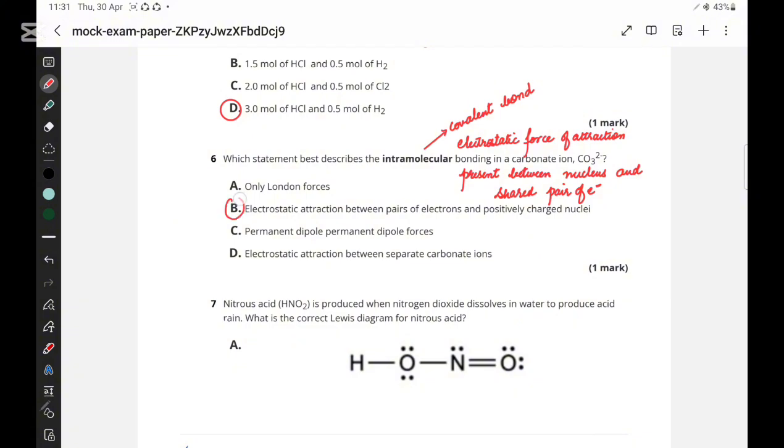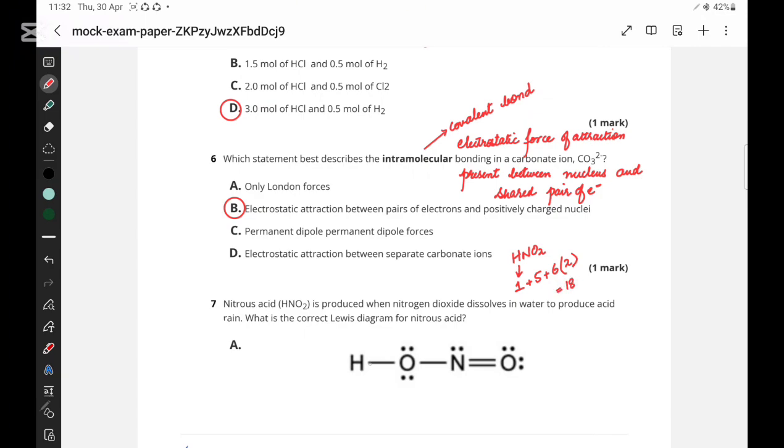So our answer is going to be B. For the next question, they are saying nitrous acid is produced when nitrogen dioxide reacts with water to produce acid rain. What is the correct Lewis diagram for nitrous acid? Nitrous acid is HNO2. First, let's calculate its valence electrons. Hydrogen has 1. Nitrogen belongs to group 5, having 5 electrons. Oxygen has 6 electrons, times 2, and that comes out to a total of 18 electrons.